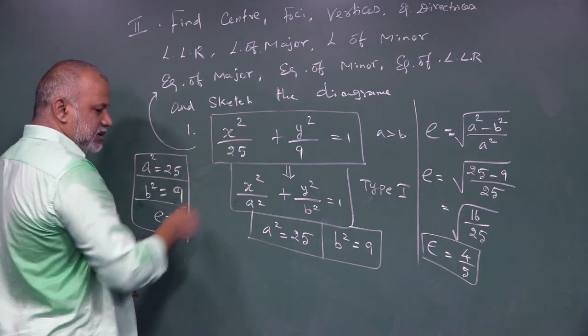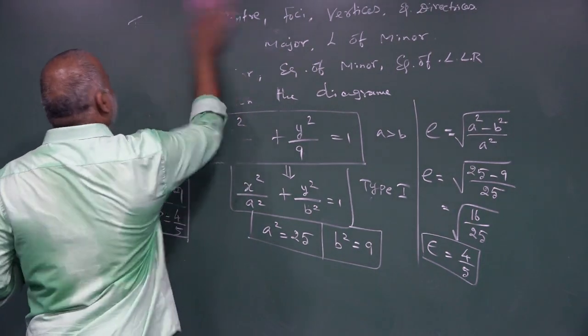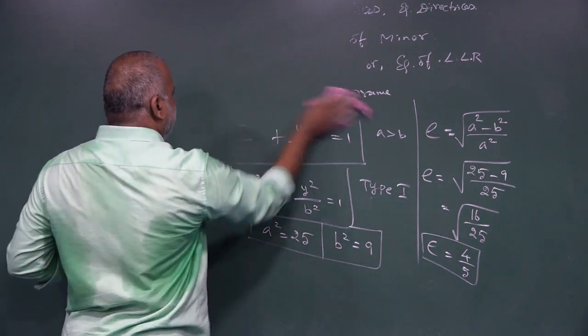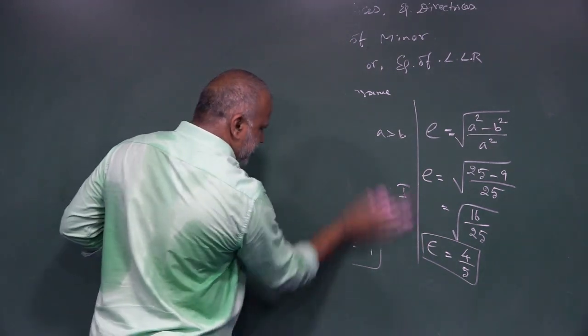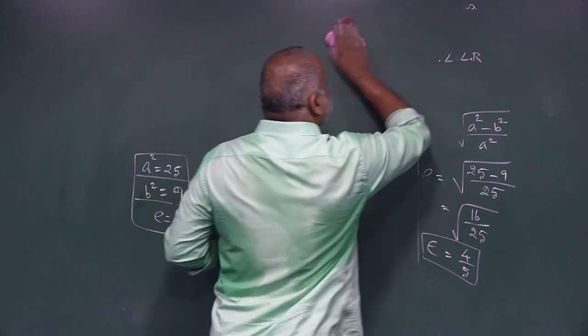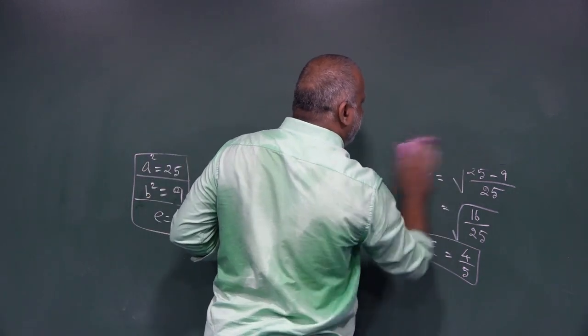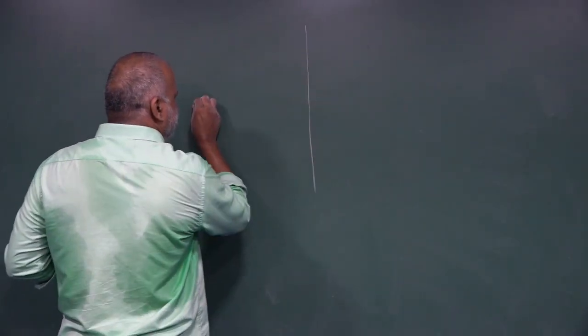So from this I am selecting these three data: a squared, b squared, e. So already we justified it is type number 1, with the help of the given equation x squared by 25, y squared by 9, where a is greater than b. So it belongs to type number 1. So immediately we can draw the diagram.